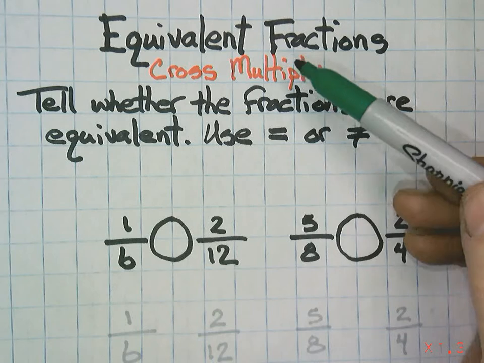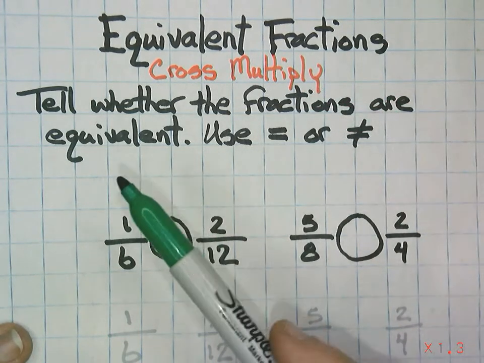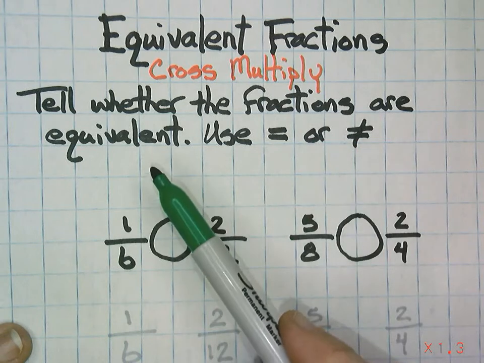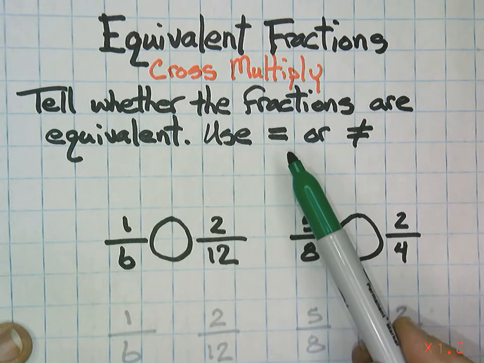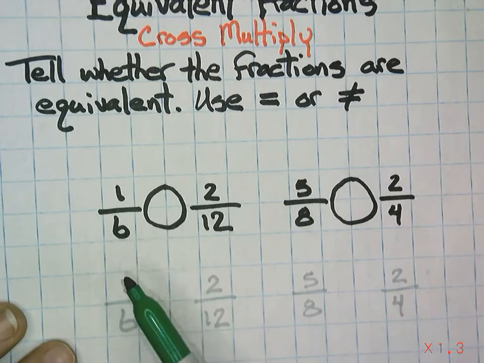Today we're doing equivalent fractions and we're using a cross multiplication strategy. Directions: tell whether the fractions are equivalent. Use equal or not equal. Equivalent means the same size.